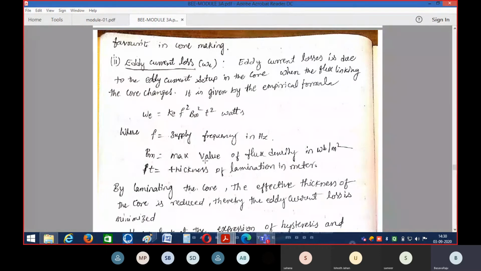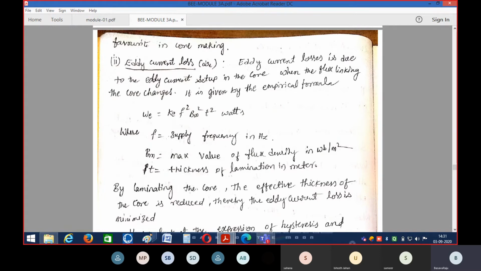So eddy current loss is nothing but a loss which is due to the eddy currents set up in the transformer core. Whenever the transformer core is there, there will be the formation of eddy currents in the transformer core, and these eddy currents produce some loss, and that loss we are calling eddy current power loss. This eddy current power loss is denoted with the letter WE. E here represents eddy current, W represents power.